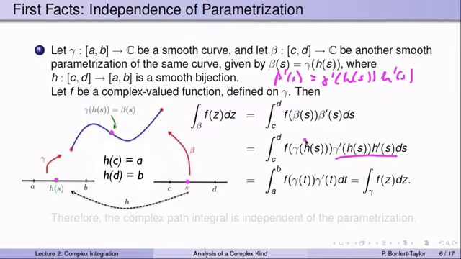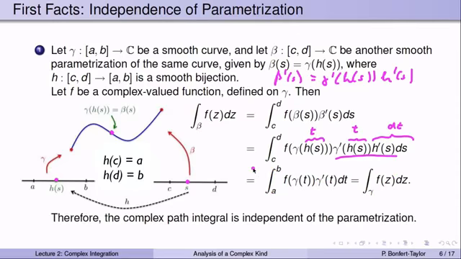Now, we use our integration by substitution formula. h of s is our t. So this is also our t. And there's our h prime of s ds, which will become our dt. So by integration by substitution, it's the same thing as the integral from a to b, f of gamma of t, gamma prime of t, dt. And that, by definition, is the integral over gamma, f of z dz. So the integral over beta is the same thing as the integral over gamma. Therefore, the complex path integral is, as we say, independent of the chosen parametrization.